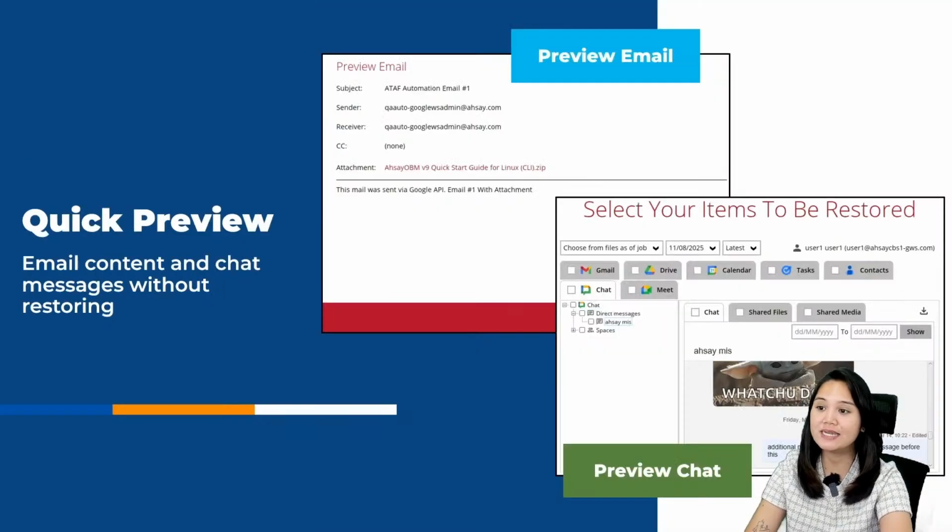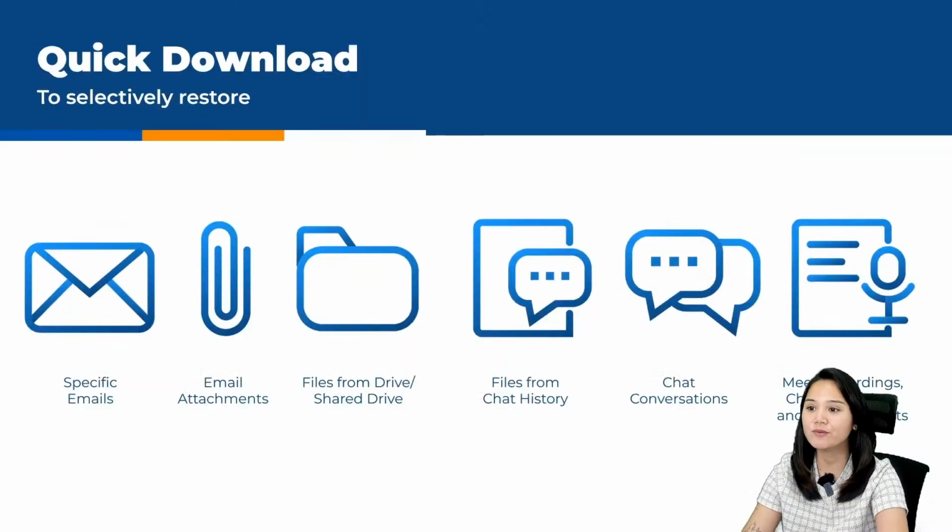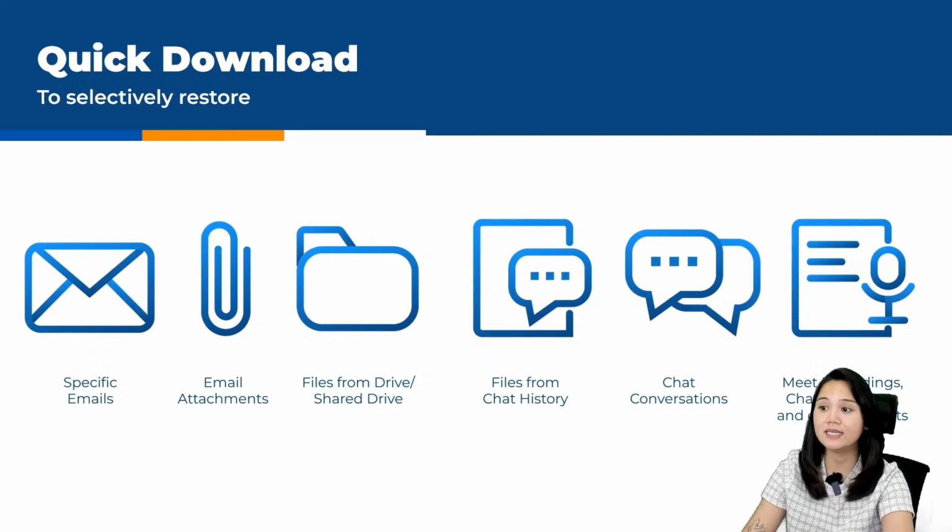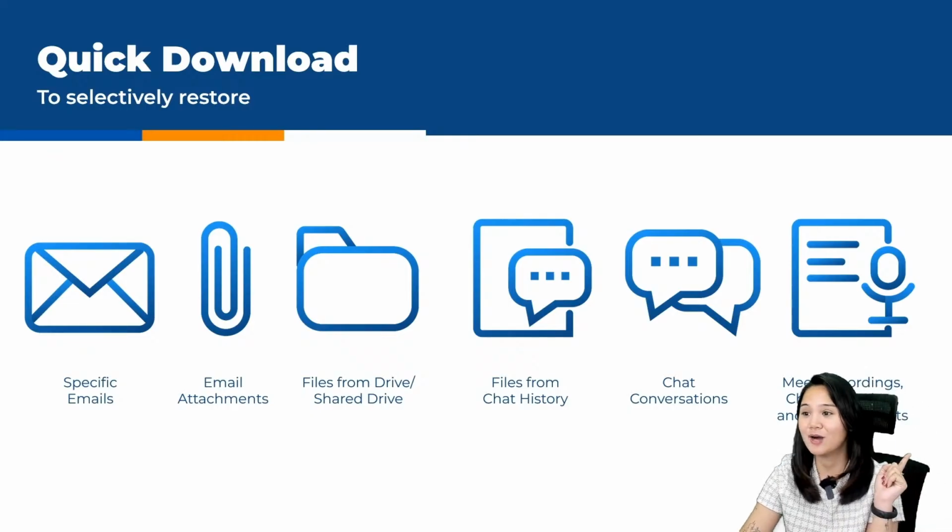So two features really stand out. One is quick preview, which lets you instantly view the content of emails or chat messages without having to restore them first. And quick download, which gives you the power to selectively restore just what you need, whether it's a single email, an email or chat attachment, a drive or shared drive file, a chat conversation, or even meet recordings, chat transcripts, and call transcripts. So it's all about putting control and convenience right at your fingertips.